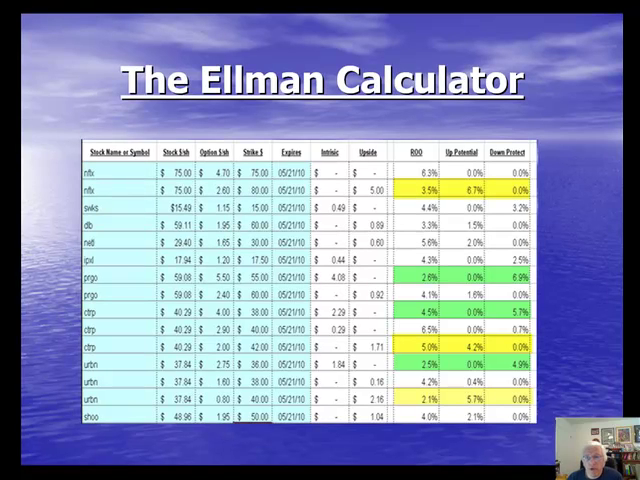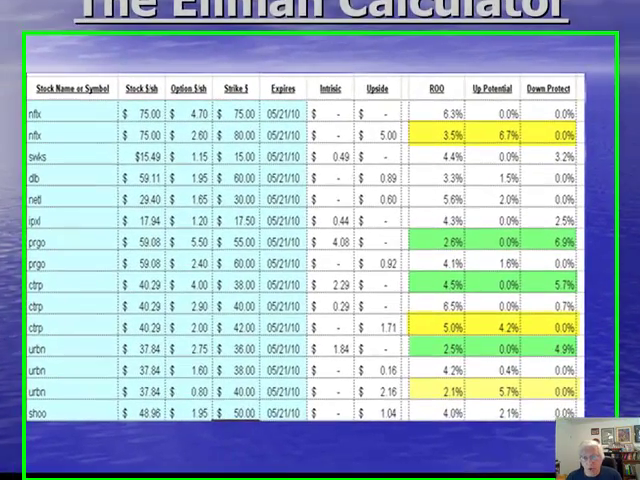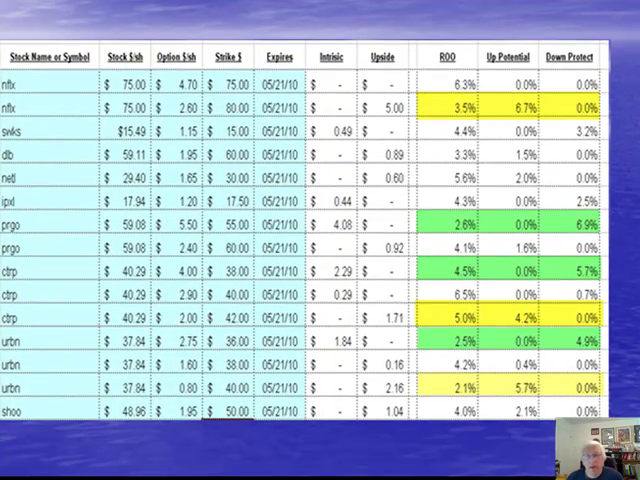Now on the screen here you see the multiple tab, which allows you to calculate multiple stocks and multiple strike prices per stock all on one page. The information from the options chain is fed into the blue cells, and the calculations automatically appear in the white cells to the right. Let's take a quick look at the last three columns on the right-hand side. The ROE is the return on the option, or the time value of the premium, just the profit. The middle column is the upside potential.